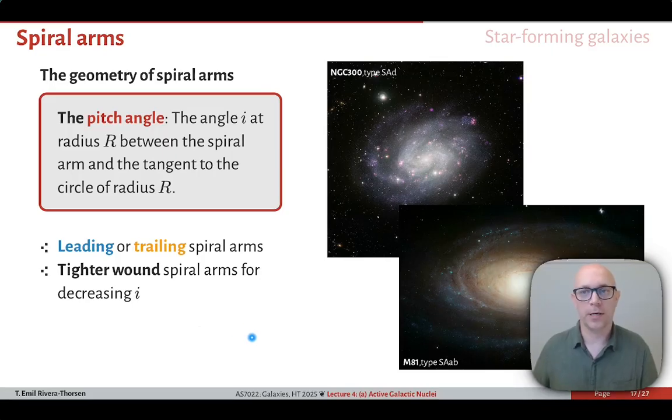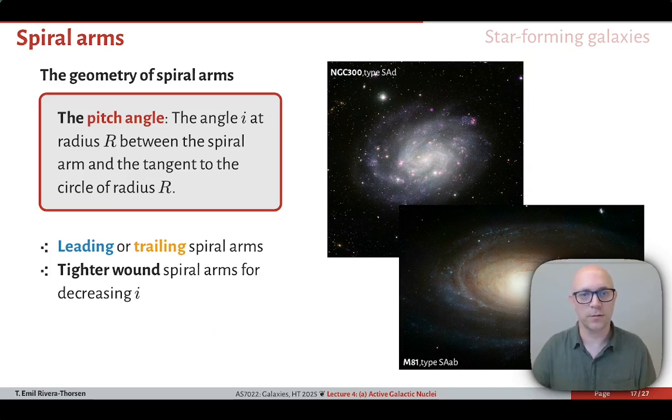And again, as I said before, decreasing pitch angle means tighter wound spiral arms. Here we see a relatively large pitch angle SD type galaxy. Here we see an SAB, so in between A and B type galaxy, with more tightly wound spiral arms, and also, as we saw before, a much more pronounced bulge in this galaxy compared to the one over here.